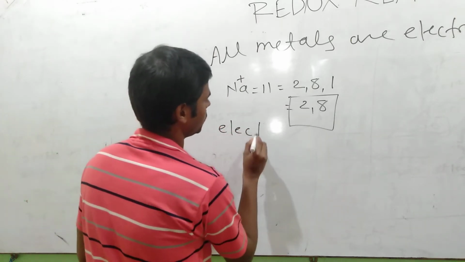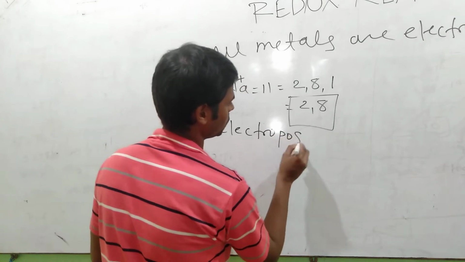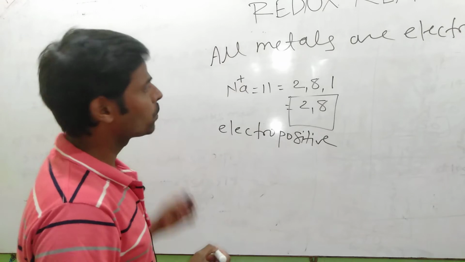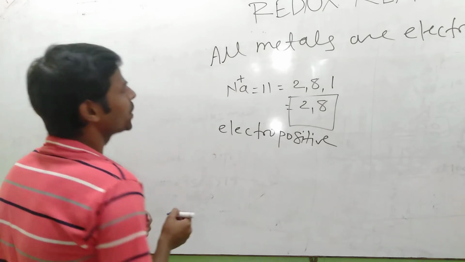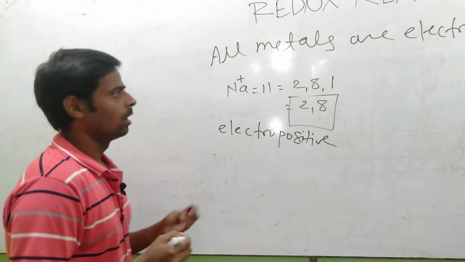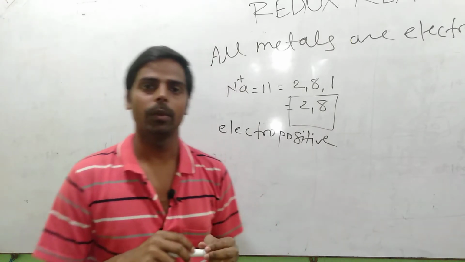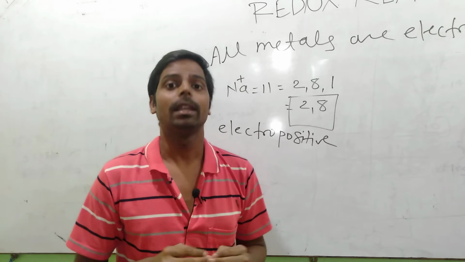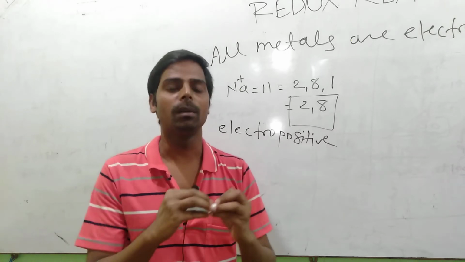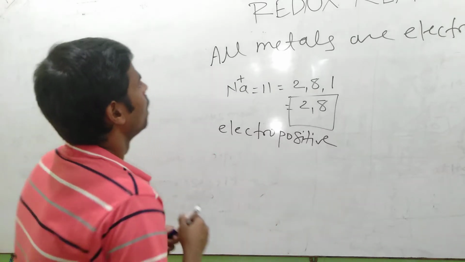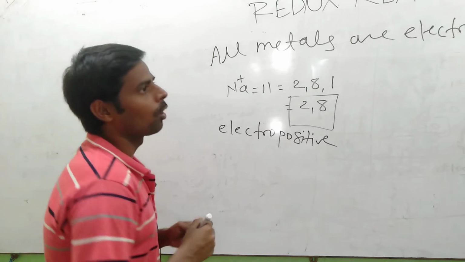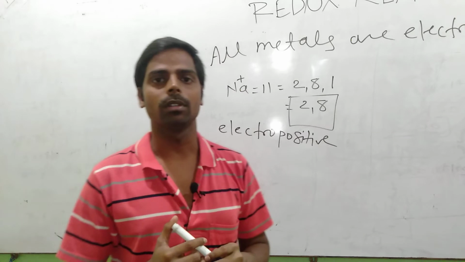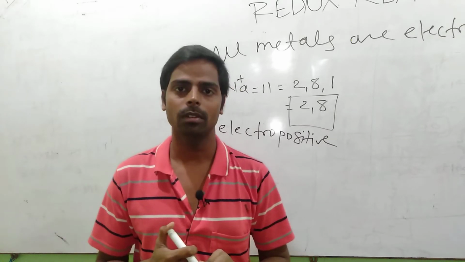Okay, that's why metals are called electropositive. Then what do you mean by electronegative? In case of electronegative elements, non-metals gain electrons to become stable. Okay, आपने सुना होगा, all non-metals, all gases are non-metals. Your oxygen, nitrogen, sulfur, all these gases are non-metals.